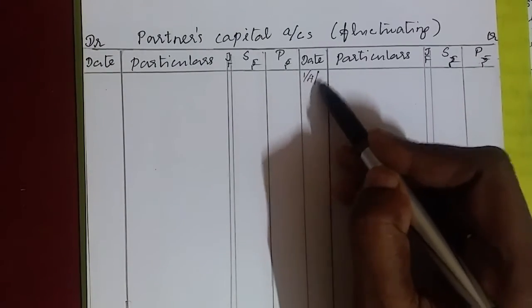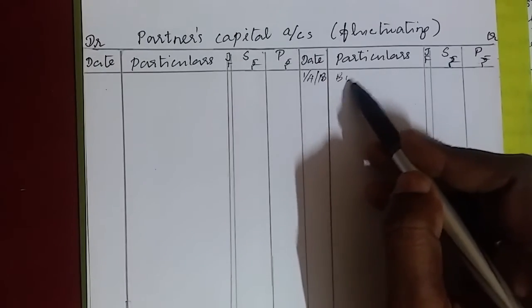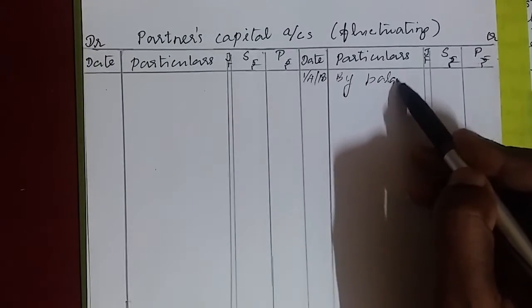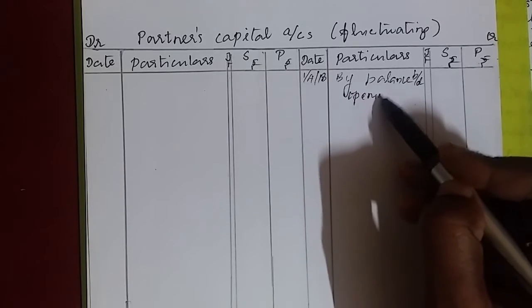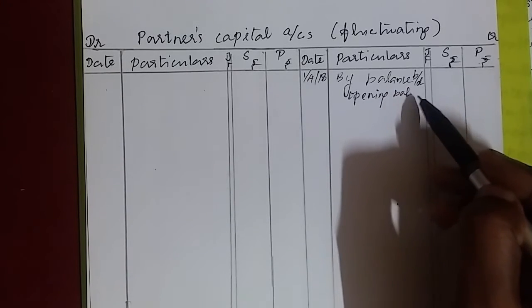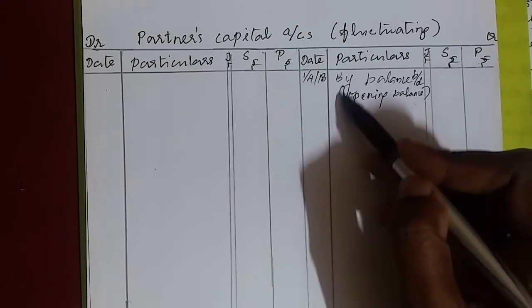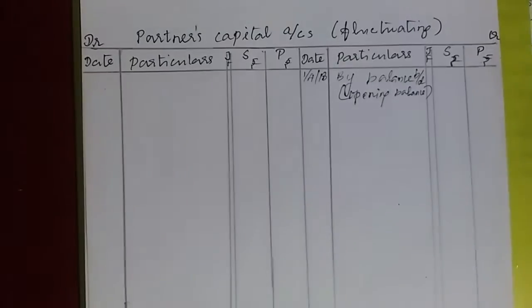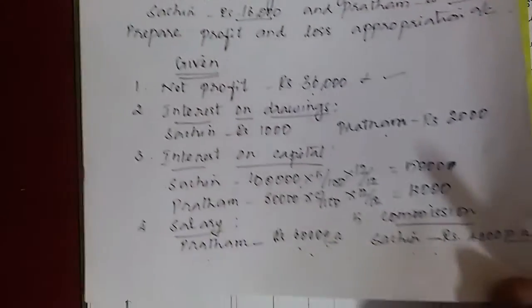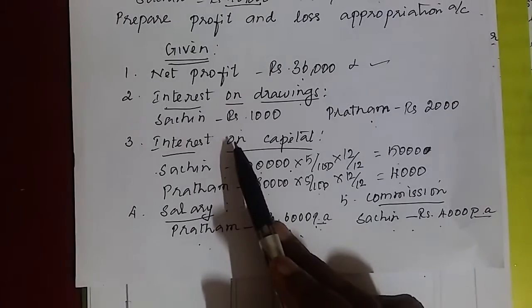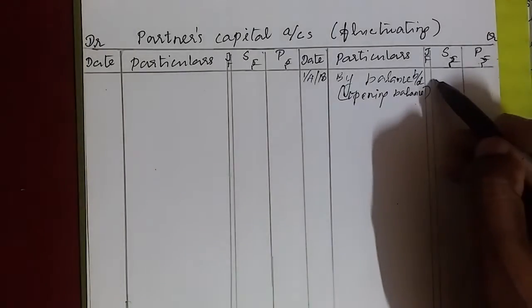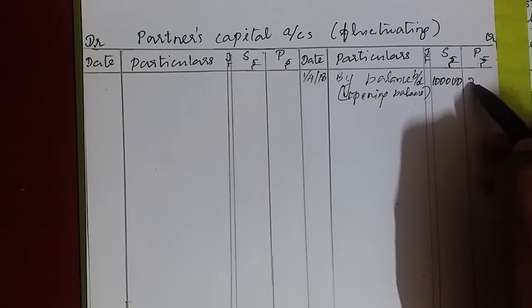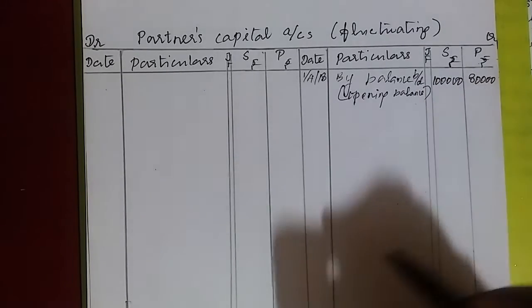On 1/4/2018, by balance brought down. This is about the opening balance. Do you remember, the opening balance means the capital value which is given in the question. See, capital values are how much? 1,80,000. That should be written here as the opening value. So 1 lakh for Sachin, 80,000 for Pratham.